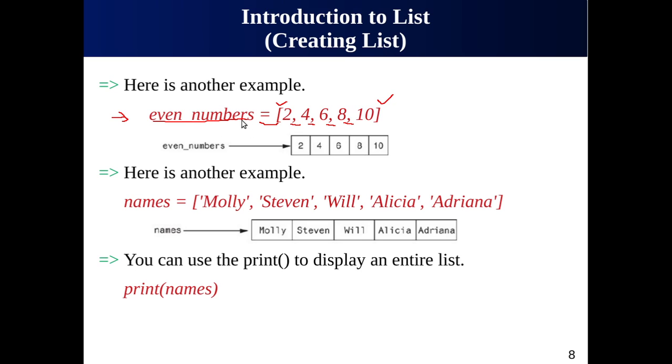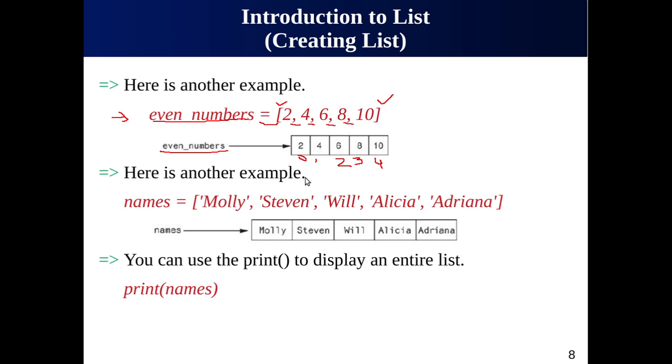Once you execute this statement, the variable even numbers will reference the list like this. So we have a list, the list has 5 members, and it is referred by a variable, and the variable is even numbers, and these elements have indexes started from 0, and it can be represented in memory like this.